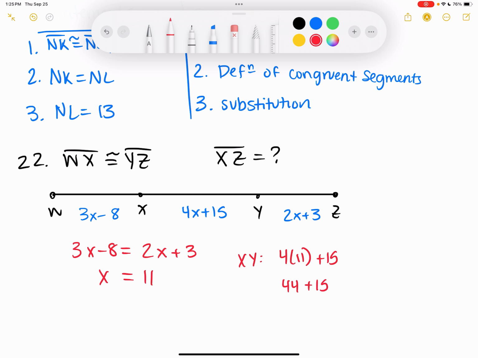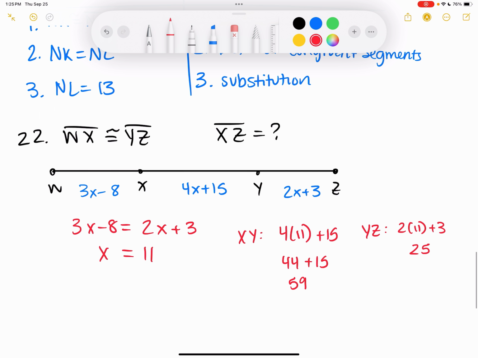Don't go anywhere. I'm going to give you problems. 44 plus 15 is 59. Then I would need to also plug in for YZ. So I'm going to show you that really quick. That would be 2 times 11 plus 3. 22 plus 3 is going to be 25. And finally, to get XZ, I would have XY plus YZ. That's going to be 59 plus 25, which is 84. This was a multiple choice question where the answer was E, but I only care about the number.